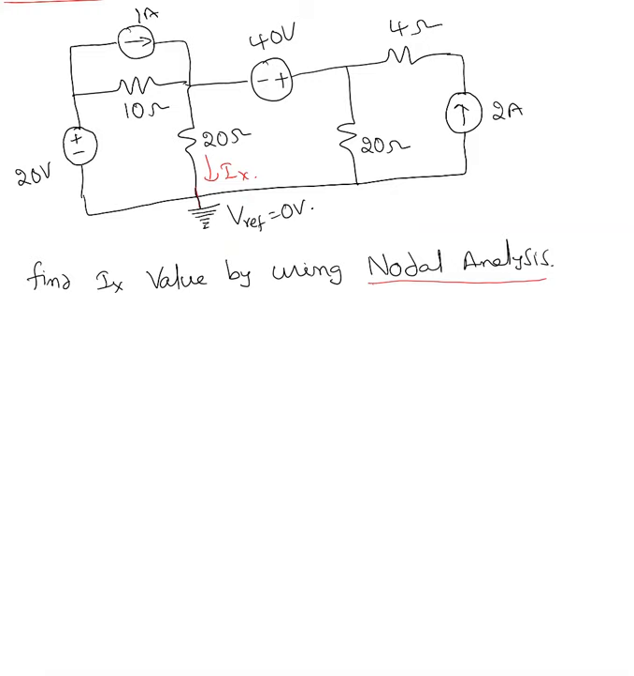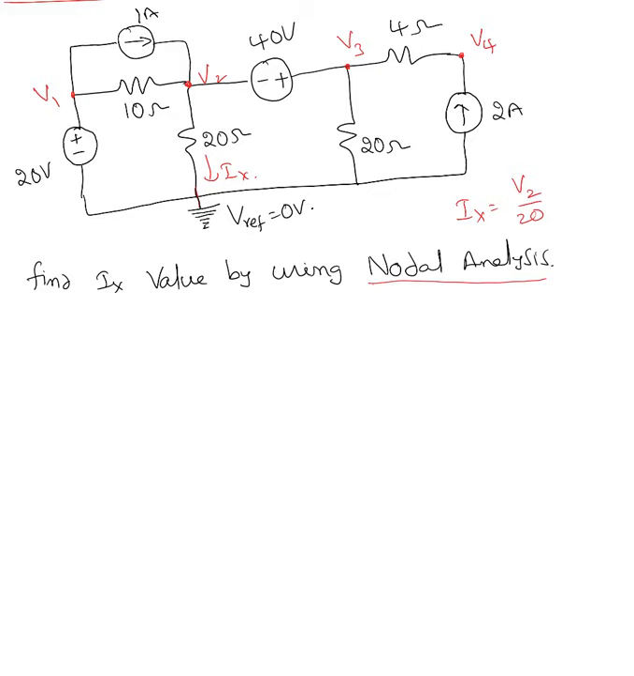Now, step 1: choose all the nodes and label them, and choose one of them as reference. In this case, he already gave us the reference node, so we don't need to worry. So that's V1, V2, V3, and V4. Okay, our goal is, remember, finding Ix. Now in nodal analysis, our goal shifts to finding V2, because Ix I can find by using V2 over 20. So now our goal is shifted to finding V2.